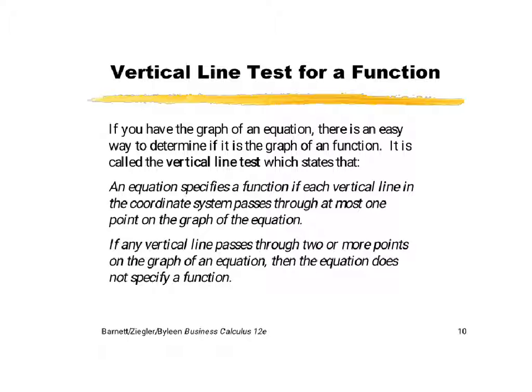Okay, next we have the vertical line test. It says if you have the graph of an equation, there's an easy way to determine if it is the graph of a function. It is called the vertical line test. In order to determine if a graph represents a function, we should be able to use the vertical line test. If any vertical line passes through two or more points on the graph of an equation, then the equation does not specify a function.